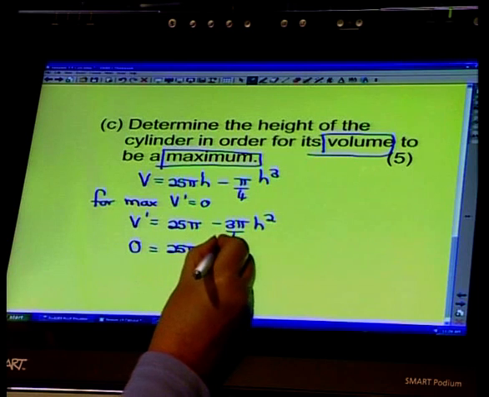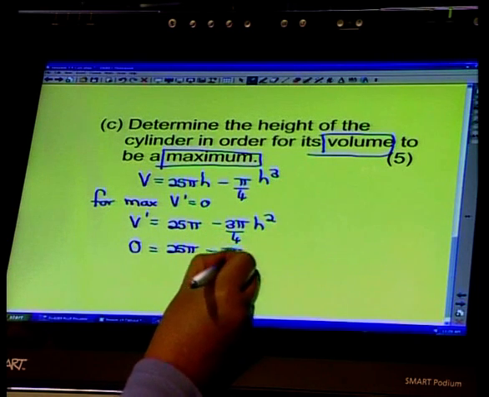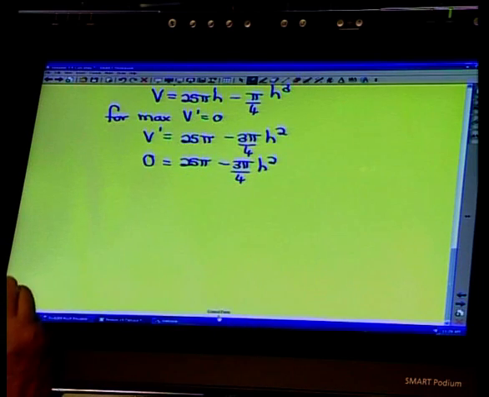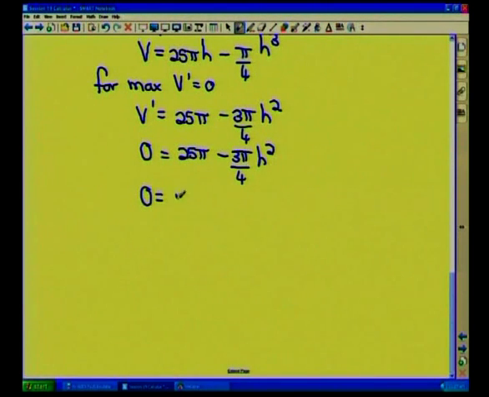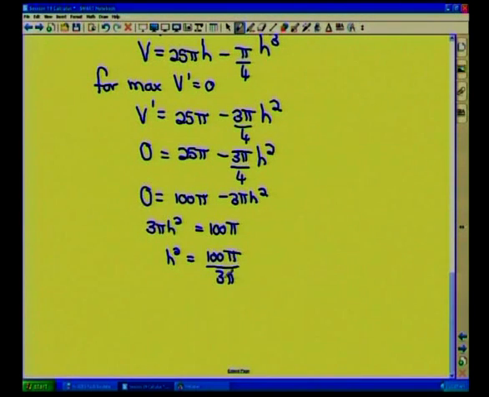And we're going to solve for h, because that was the actual question. Now again, we don't like fractions, so let's avoid working with them as much as possible. Let's multiply through by 4. If we do that, we get 0 is equal to 4 times that, which is 100 pi, minus 3 pi h squared. Right, so at this stage we have 3 pi h squared equals 100 pi. That means h squared is equal to 100 pi over 3 pi, and we can see that pi divides into pi. So we've got h squared equals 100 over 3.